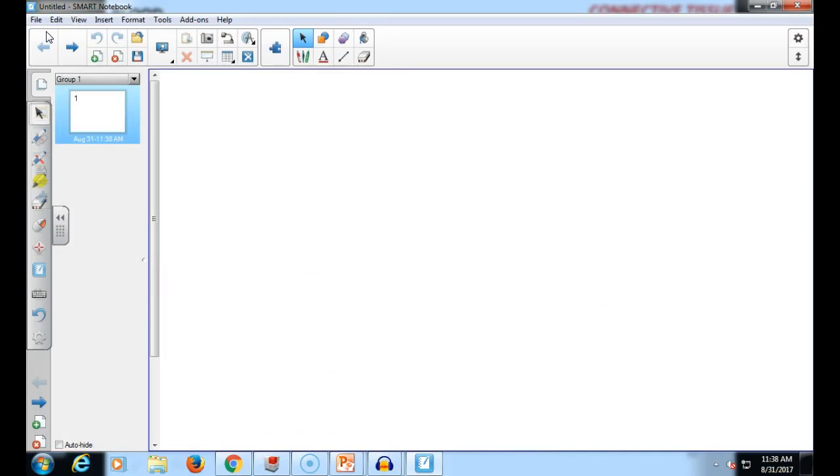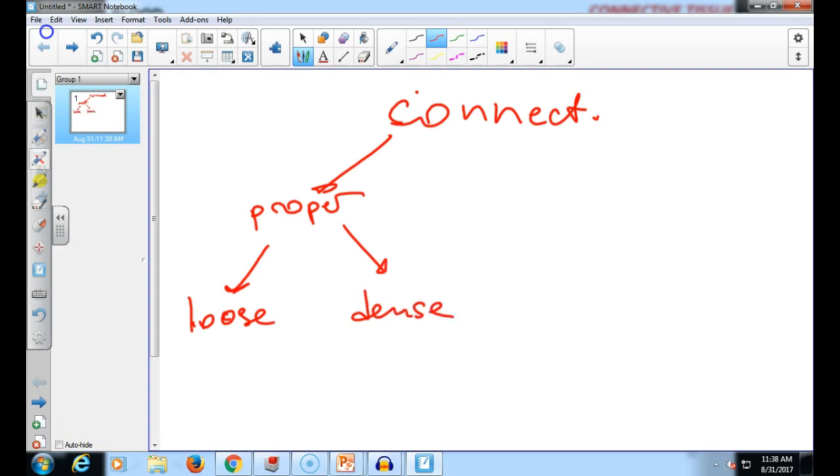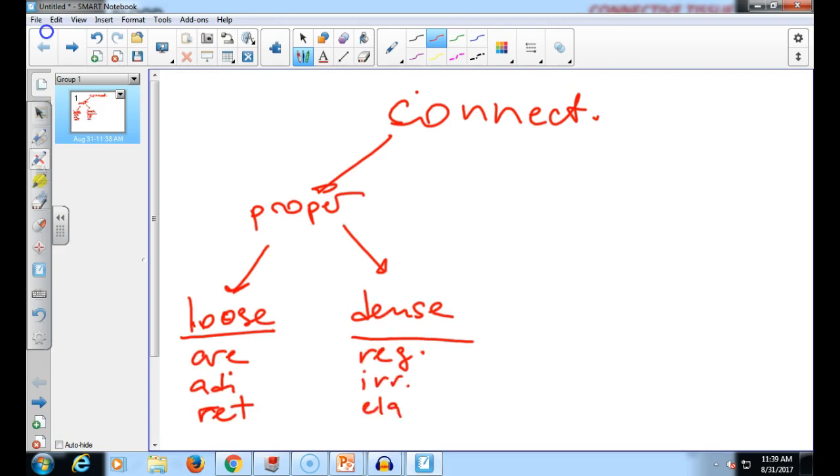So we've got connective tissue, right? So we have proper, which can be what? Two types. Loose and dense. Loose can be areolar, adipose, and reticular. Dense can be regular, irregular, and elastic. Does that make sense?